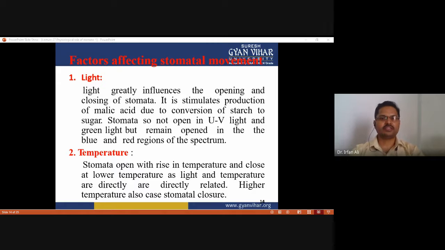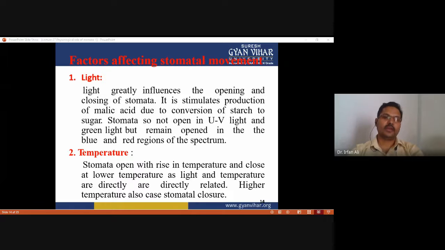So due to the conversion of starch to sugar, stomata do not open in ultraviolet light and green light, but remain open in the blue light and red region of light. So the light which favors photosynthesis also favors the opening of the stomata, because stomatal opening is essential for the continuously carried out photosynthesis process in the daytime.